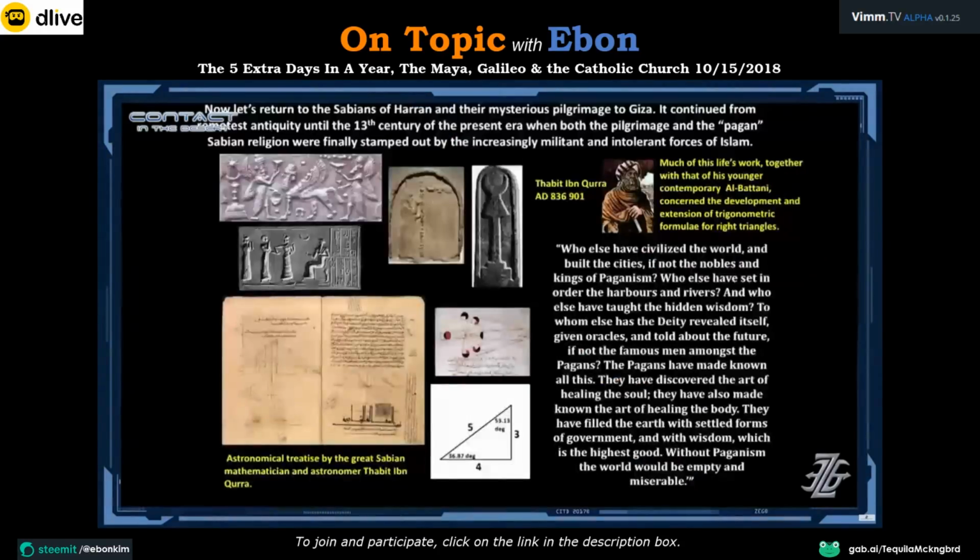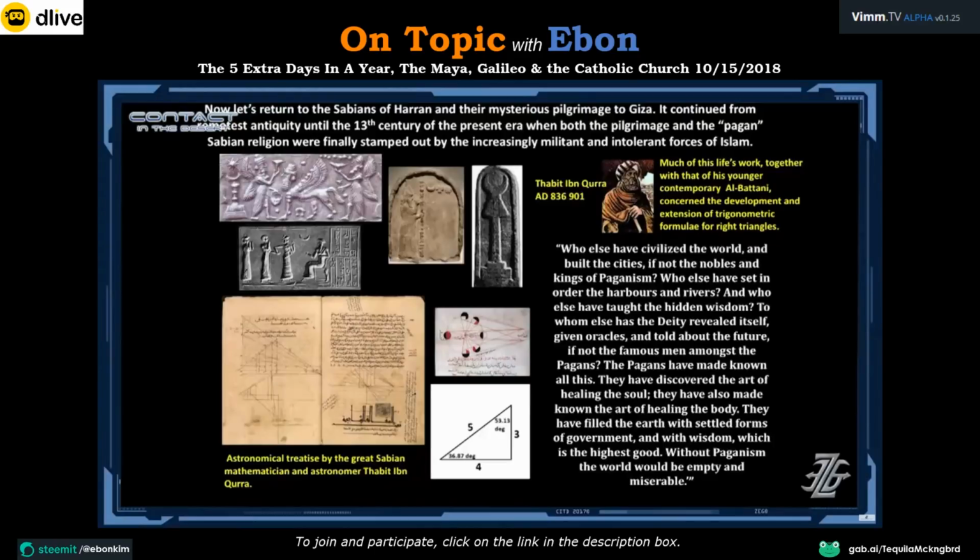And if we go back to Haran, I'm running short of time, so I'm not going to read you all this. This is Thabit ibn Qurra, amazing Haranian geographer and mathematician, wrote this paean to paganism at the time. I'd love to read it, but you can read it yourselves. He worked a lot with right triangles.